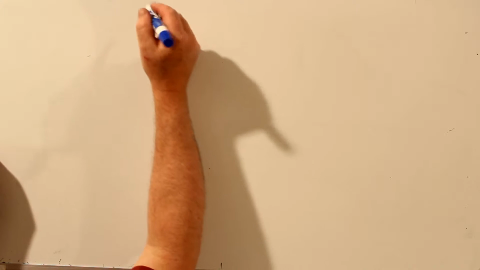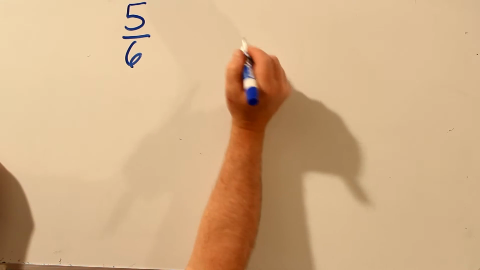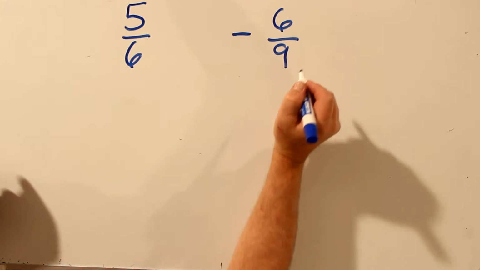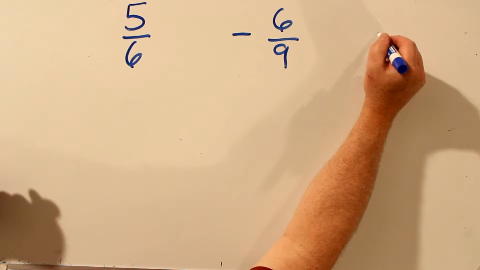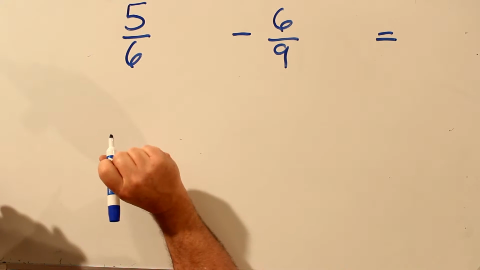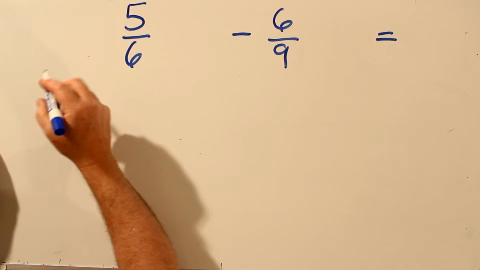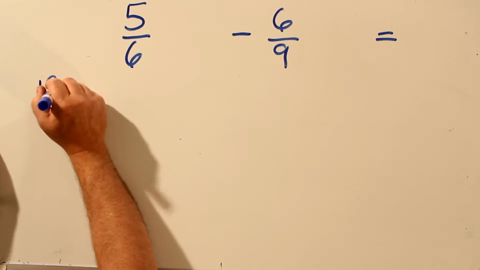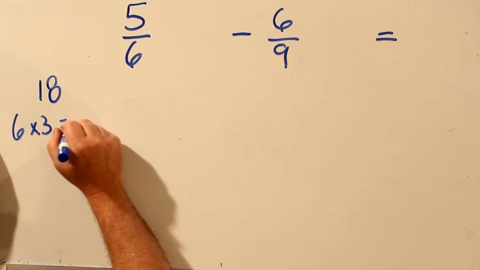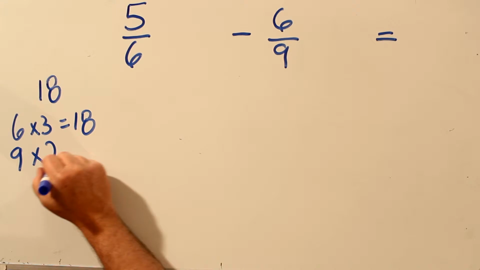Let's do an example of how to subtract simple fractions. Let's start with 5/6 minus 6/9. In order to subtract fractions, the bottom number has to be the same. And in order to make the bottom number the same, you have to find the lowest common multiple. Here we'll start with the lowest common multiple, which is 18. And 6 times 3 is 18. And 9 times 2 is 18.